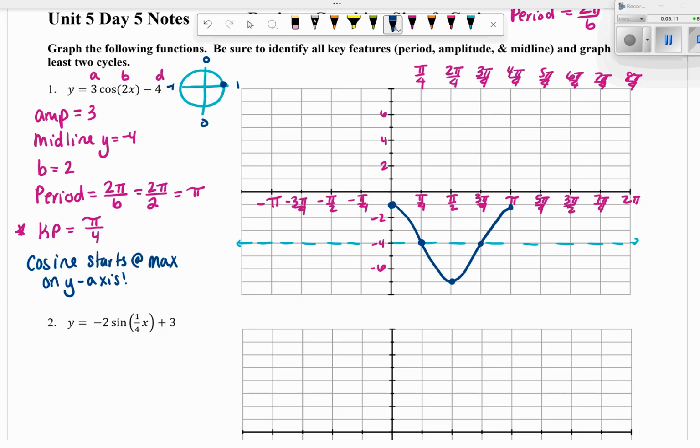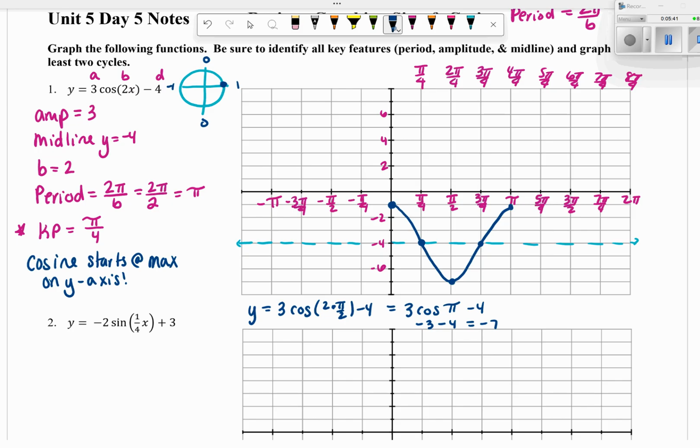Could you plug these values in and use your unit circle? Sure. So if I actually plugged in y is equal to 3 times the cosine of 2 times pi over 2 minus 4. 2 times pi over 2 is equal to pi. So you're really doing 3 times the cosine of pi minus 4. What is the cosine of pi? We know the cosine of pi is -1. So this is -3 minus 4, which is where we get -7.